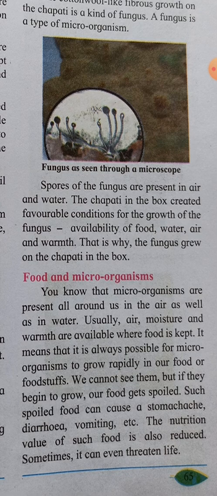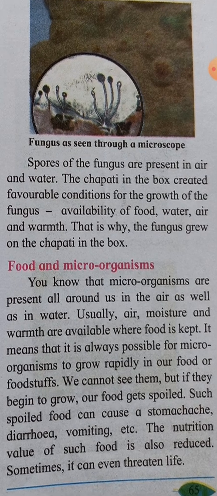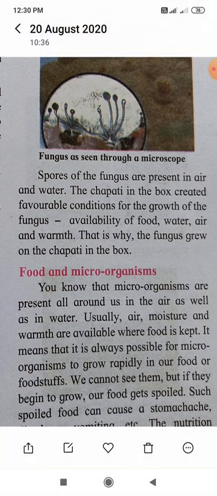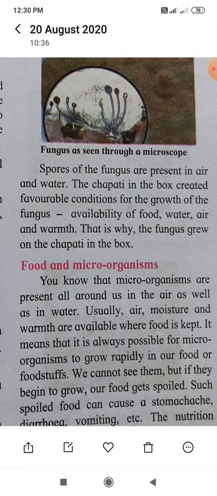You know that microorganisms are present all around us, in the air as well as in the water. Usually air, moisture and warmth are available where the food is kept. Wherever the food is kept, if these factors are available, then definitely microorganisms will settle and grow on that food, and very soon the food will be spoiled. It is always possible for microorganisms to grow rapidly in our food. We cannot see them, but if they begin to grow, our food gets spoiled.